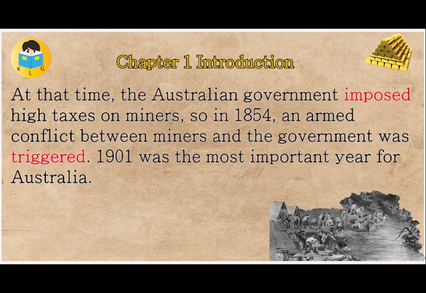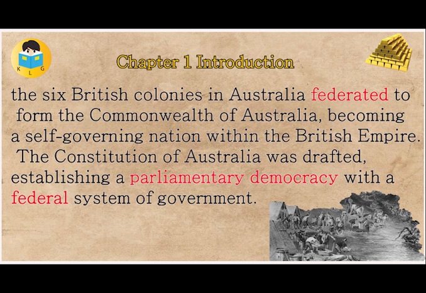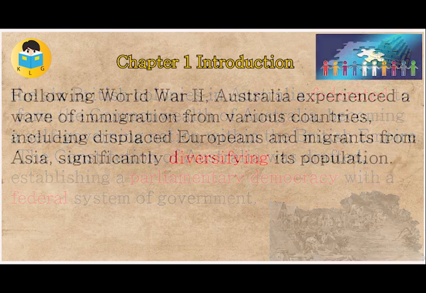At that time, the Australian government imposed high taxes on miners, so in 1854, an armed conflict between miners and the government was triggered. 1901 was the most important year for Australia. The 6 British colonies in Australia federated to form the Commonwealth of Australia, becoming a self-governing nation within the British Empire. The Constitution of Australia was drafted, establishing a parliamentary democracy with a federal system of government.